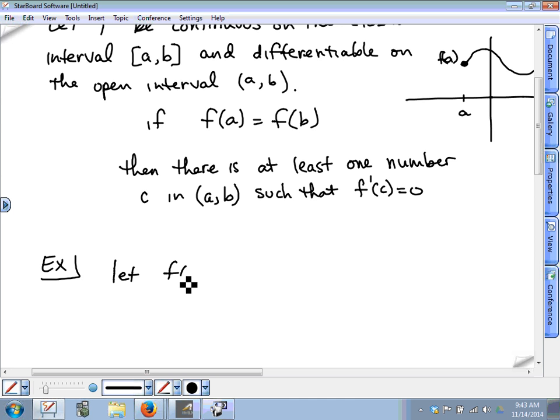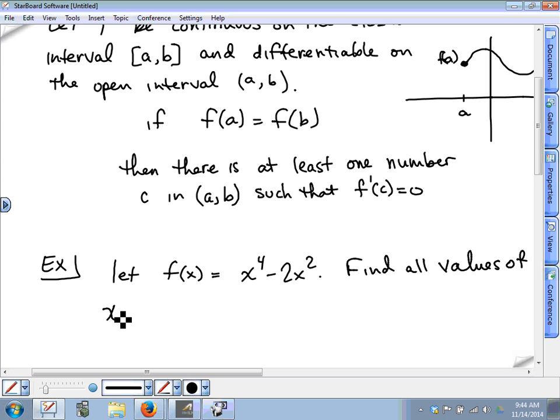Let f of x equal x to the 4th minus 2x squared. Oh, this is kind of just like what you guys did yesterday. Well, we'll start with an easy one. Find all values of c in this interval such that f prime of c is equal to 0.